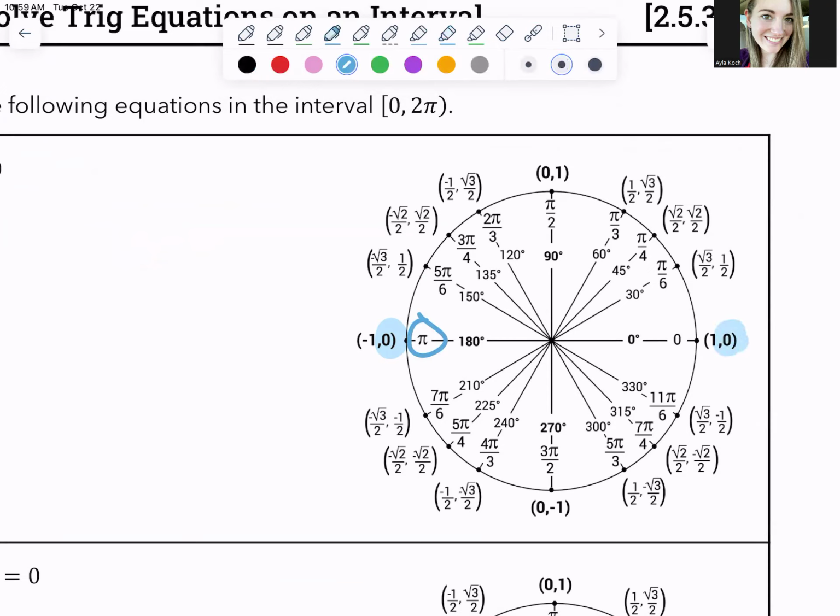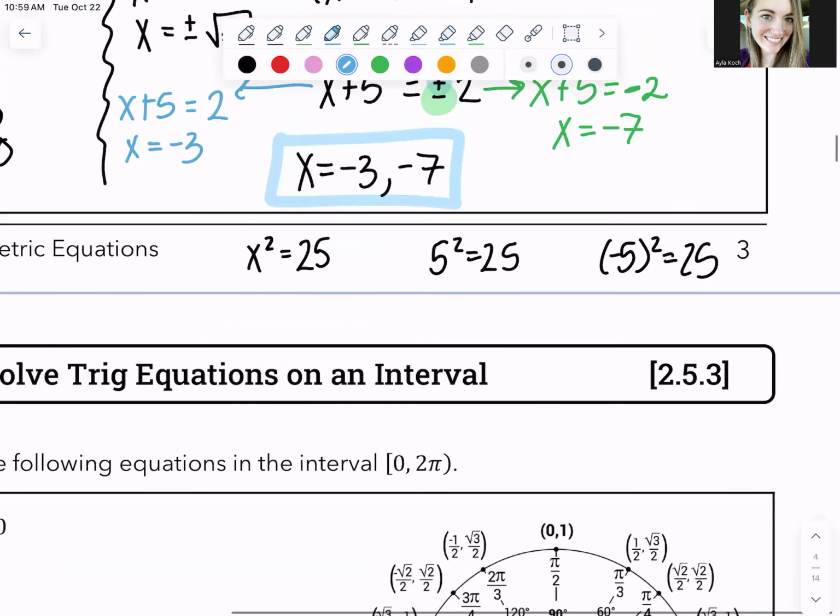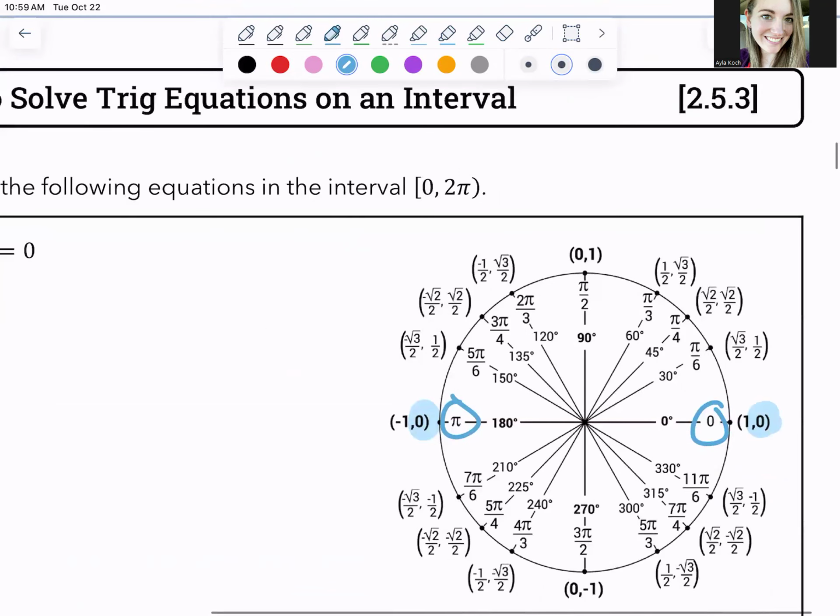Keep in mind when you're doing these problems that you do need to remember it's on 0 to 2 pi, but not including 2 pi. So this will be 0, not 2 pi, even though 2 pi also works, it's not included in the interval of where our answers are allowed to be.